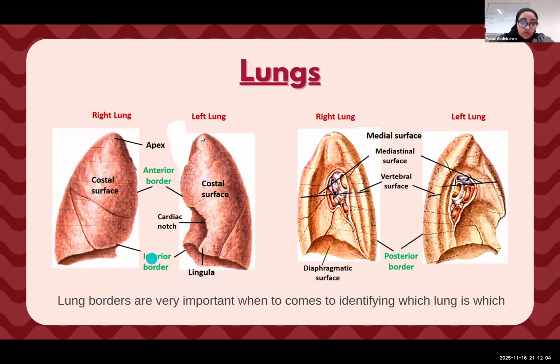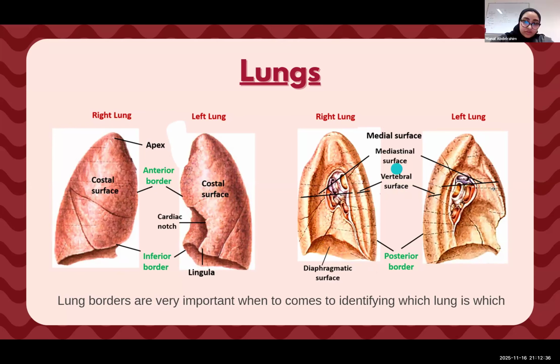We have the anterior border, which is this front part here, and it's kind of a sharp border. Actually, let's talk about the surfaces first. We have the costal surface, which is the surface facing the ribs. We have the mediastinal surface, which is kind of facing the heart. It's facing the hilum of the lungs. And then we have the diaphragmatic surface, where the lung is in contact with the diaphragm. It's basically the base of the lung because the lung is sitting on the diaphragm. So now that we know the surfaces, we go into the borders.